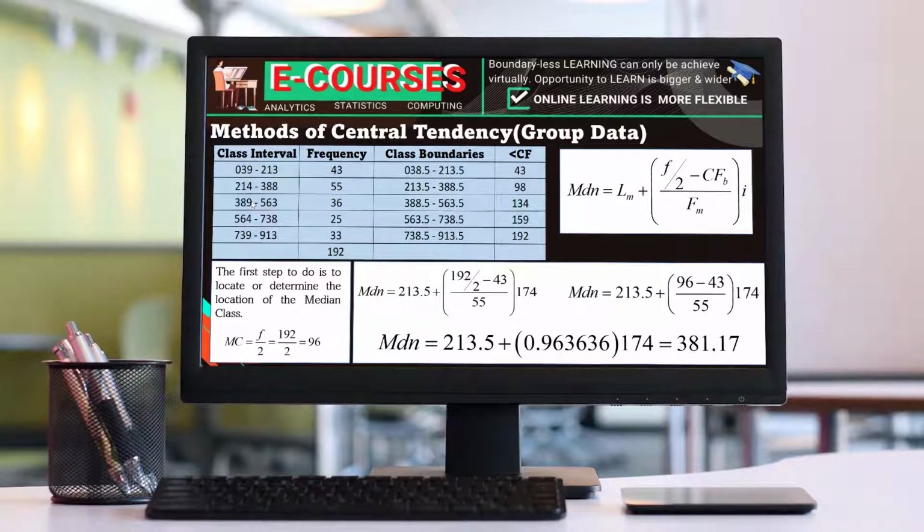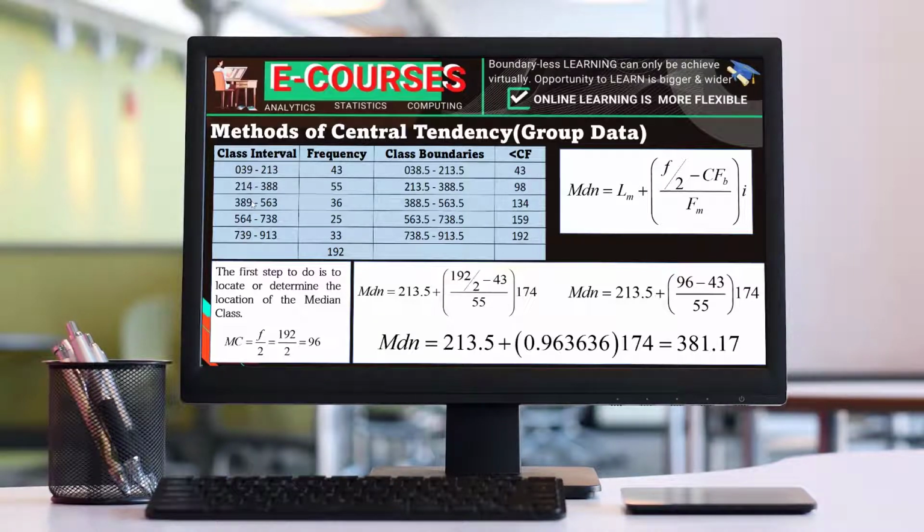So the data begins from 39 to 213, 214 to 388, 389 to 563, 564 to 738, 739 to 913. So it ranges from the lowest to the highest value.